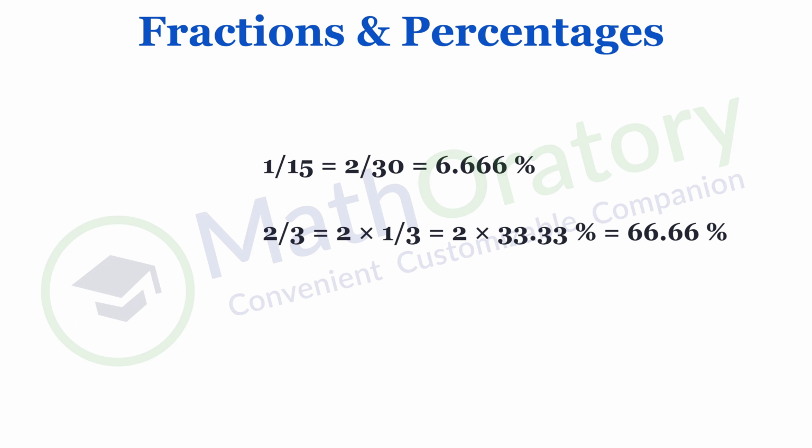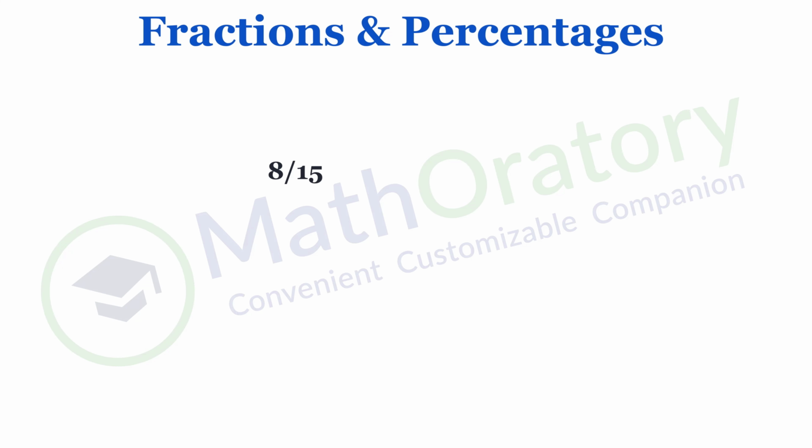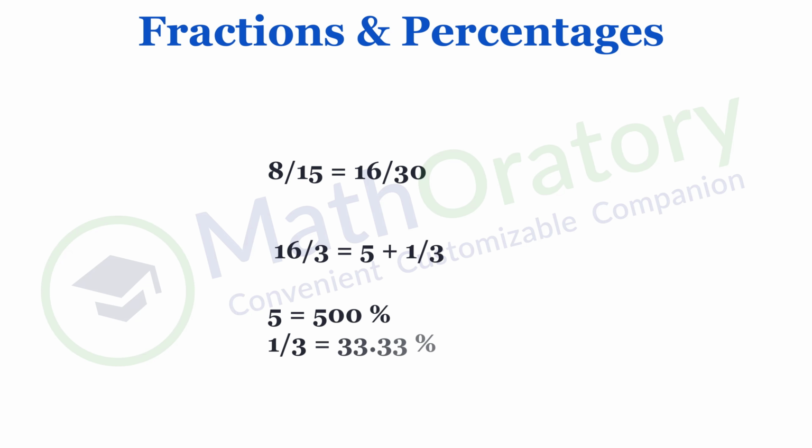So suppose you have 8 by 15. ऊपर नीचे डबल कर लो, 16 by 30. तो 16 by 30 में 16 by 3 निकालना है ना. 16 by 3 is what? 5 whole 1 by 3. 5 whole is 500%. And 1 by 3 is 33.33%. So all you need to do is shift a decimal on this. So you get what? 53.33%.